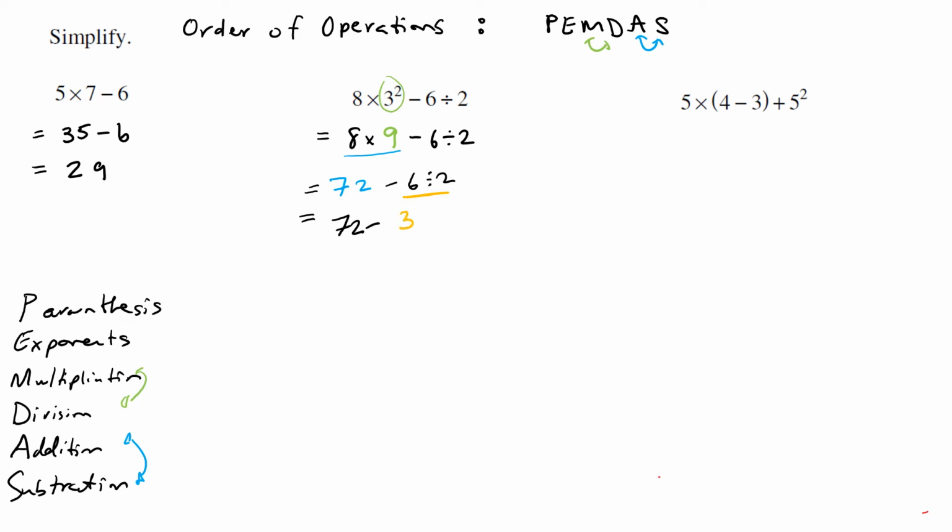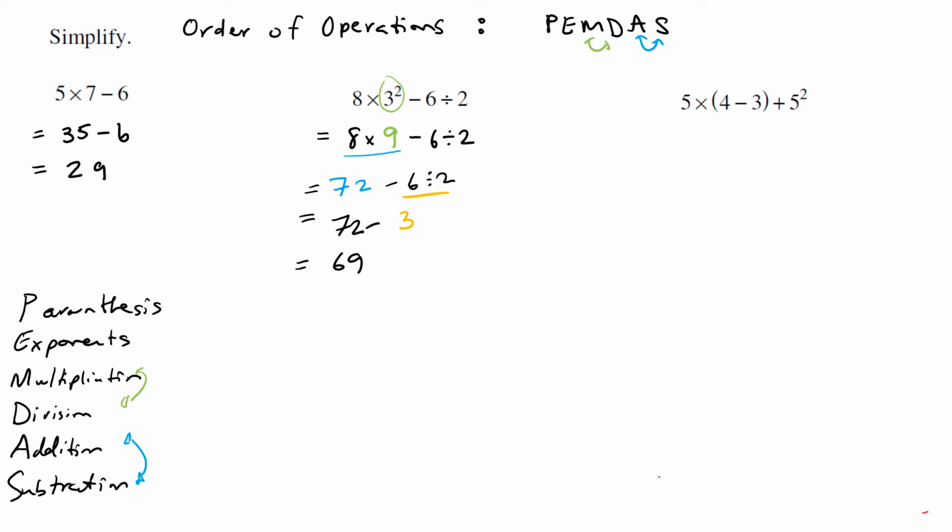And we get to play the game one more time. So parentheses and exponents, those are gone. Multiplication, division, that's now gone. So addition and subtraction, yep, we've got subtraction. So this is going to be 72 minus 3, which is going to equal 69. All right, so now we've got one more here.